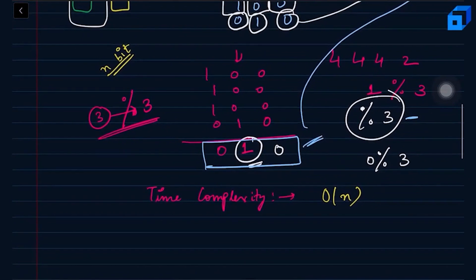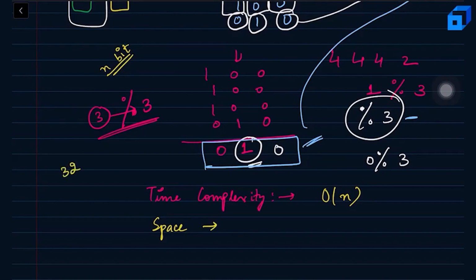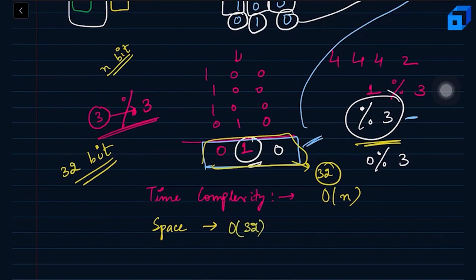And what about the space complexity? Let's say we are taking only numbers up to 32 bits. So I can basically take an array of size 32 and store the sum of the bits after taking the mod at every ith index only. Since I am taking constant space of size 32, my space complexity is order of 32, which is equivalent to order of 1 only. So I am taking constant space here to solve this question and a time complexity of order of n.